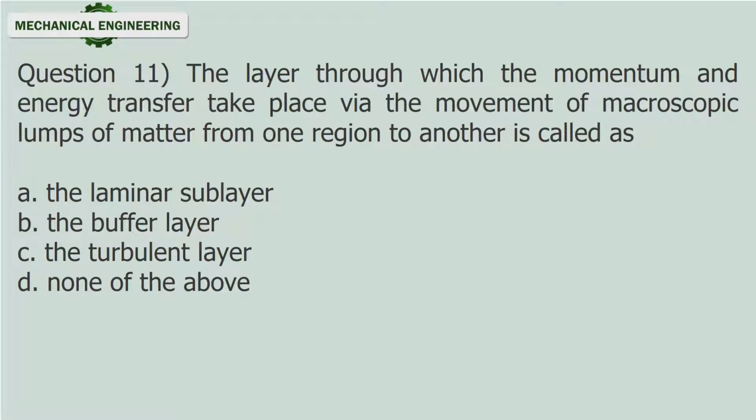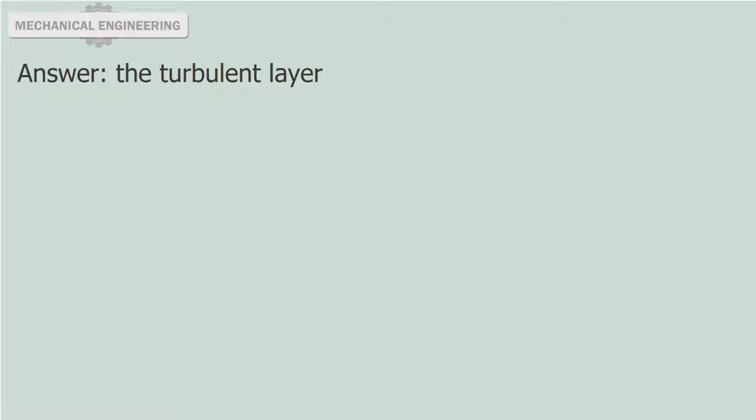Question 11. The layer through which the momentum and energy transfer take place via the movement of macroscopic lumps of matter from one region to another is called as A. The laminar sublayer. B. The buffer layer. C. The turbulent layer. D. None of the above. Answer: the turbulent layer.